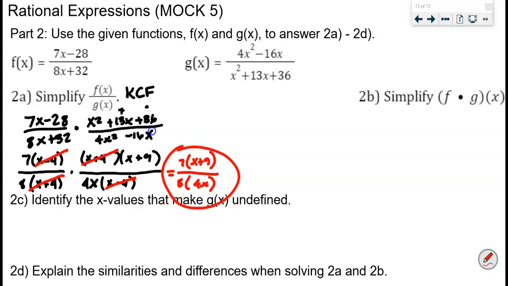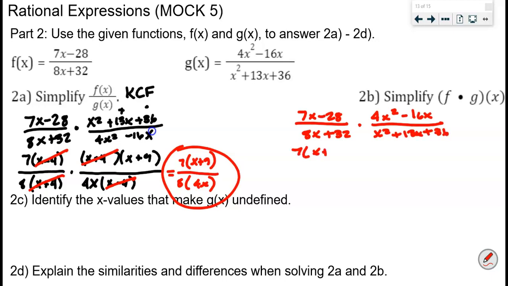Now the next one, over here on B, says simplify multiplication, right? Yep, so we're going to just multiply them this time. So I'm going to write my first term like we did before. I'm going to do 7x minus 28 over 8x plus 32. Well, the good thing is we've already factored this thing, so this should be easier, right? 4x squared minus 16x over x squared plus 13x plus 36, okay?